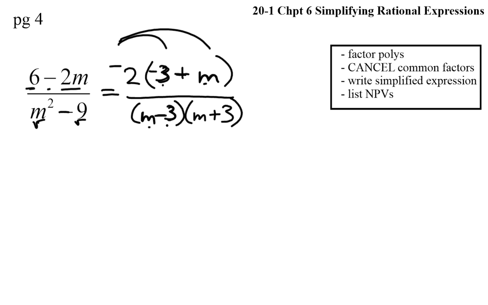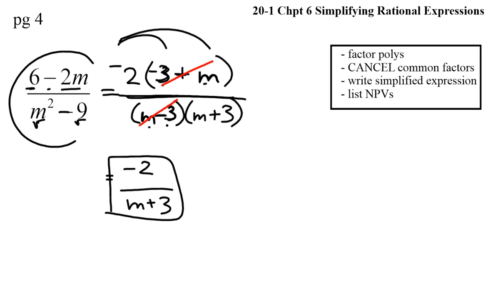We have the right value up top, but now we also have a negative 3 with an m, a negative 3 with an m, a common factor. What are we left with? Negative 2 over m plus 3. There's your simplified form of the original expression.